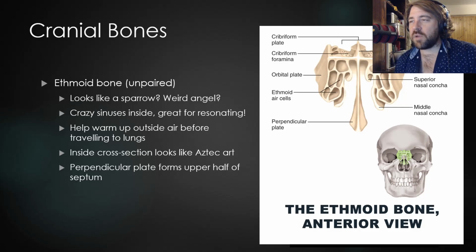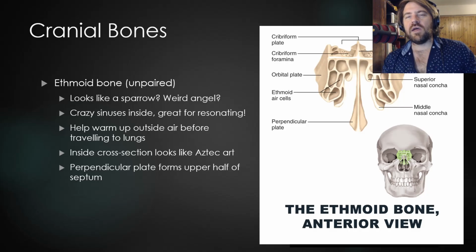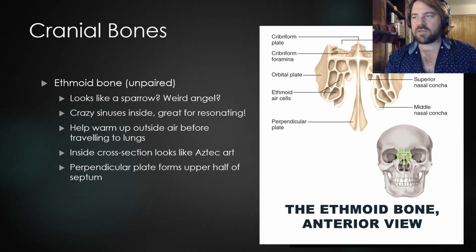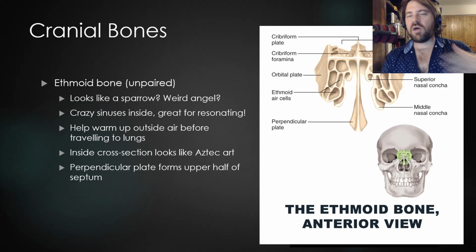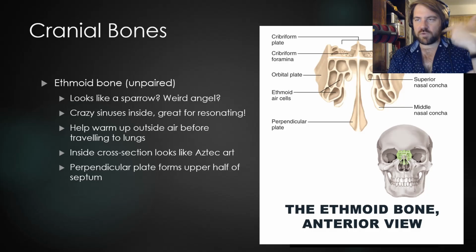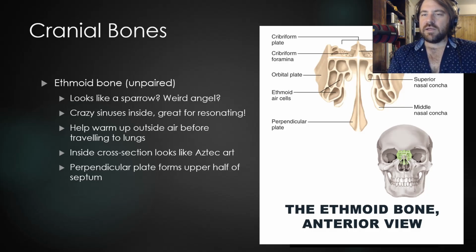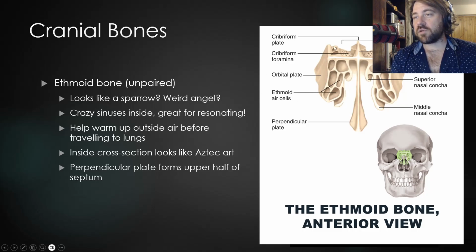This one kind of looks like a sparrow or like a freaky angel, like a Criss Angel, like a mind freak kind of thing. All sorts of awesome sinuses inside. These are good for creating resonant frequencies and also helping air warm up before it gets into your lungs if you're breathing through your nose. There's a couple important parts of the ethmoid bone that we want to talk about. So first of all, this outside part forms part of the orbital socket.